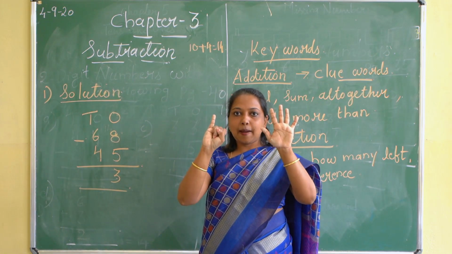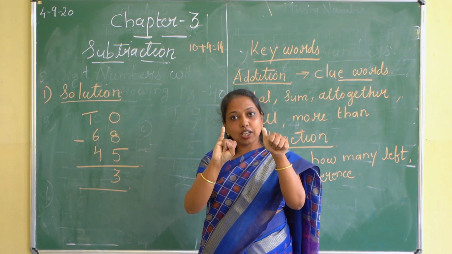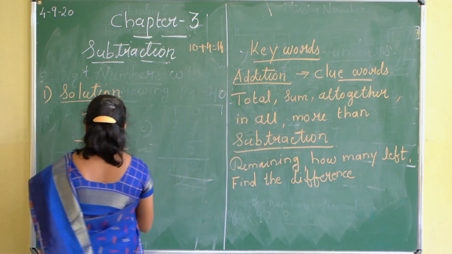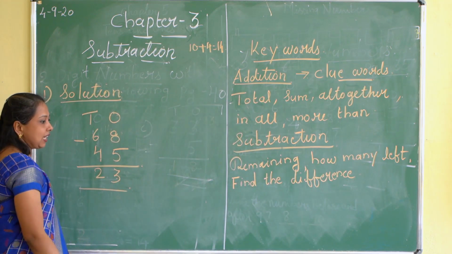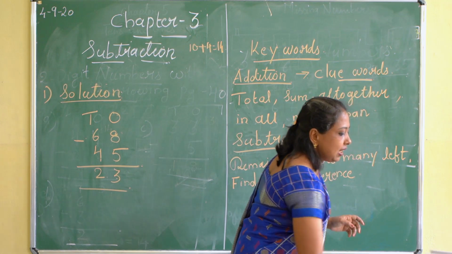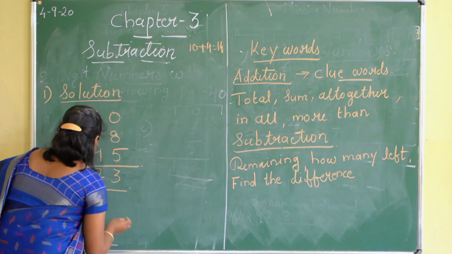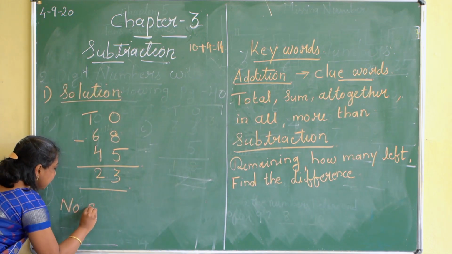Then 6 minus 4. What you got? 2. So what is the answer? 23. What is 23? Number of socks left.